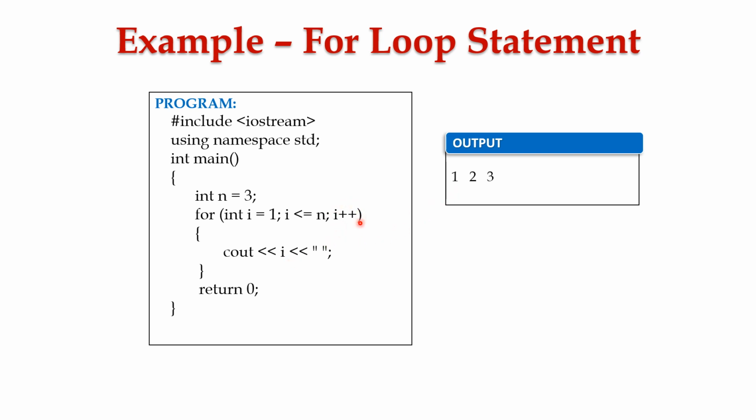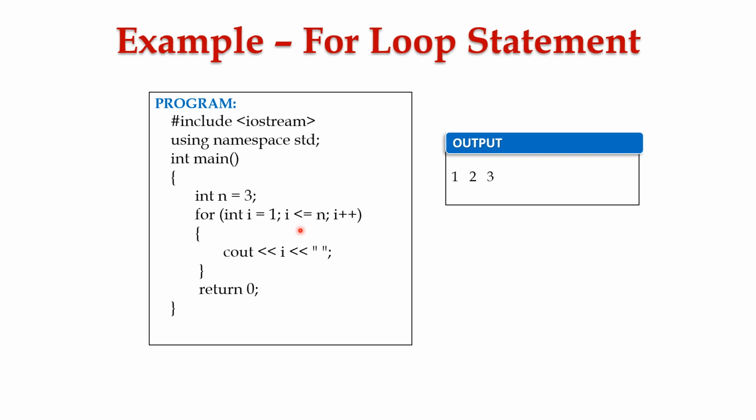Next, we have to update the value of the variable I. So now the value of I becomes 2. We check the condition here. The condition is 2 less than or equal to 3. So the condition is true, and we display the value of the variable I to the user. So now 2 is being displayed. Next, we have to update the value of I. So 2 plus 1 is 3.